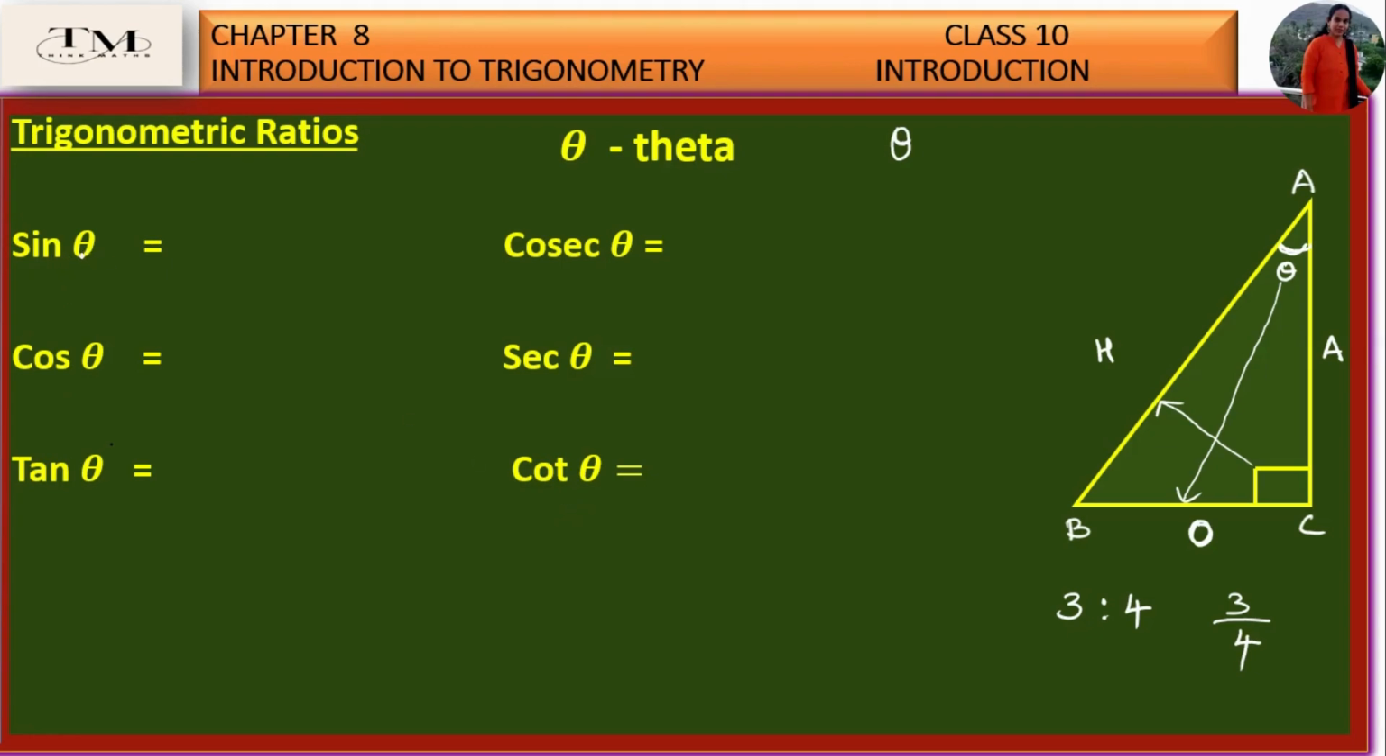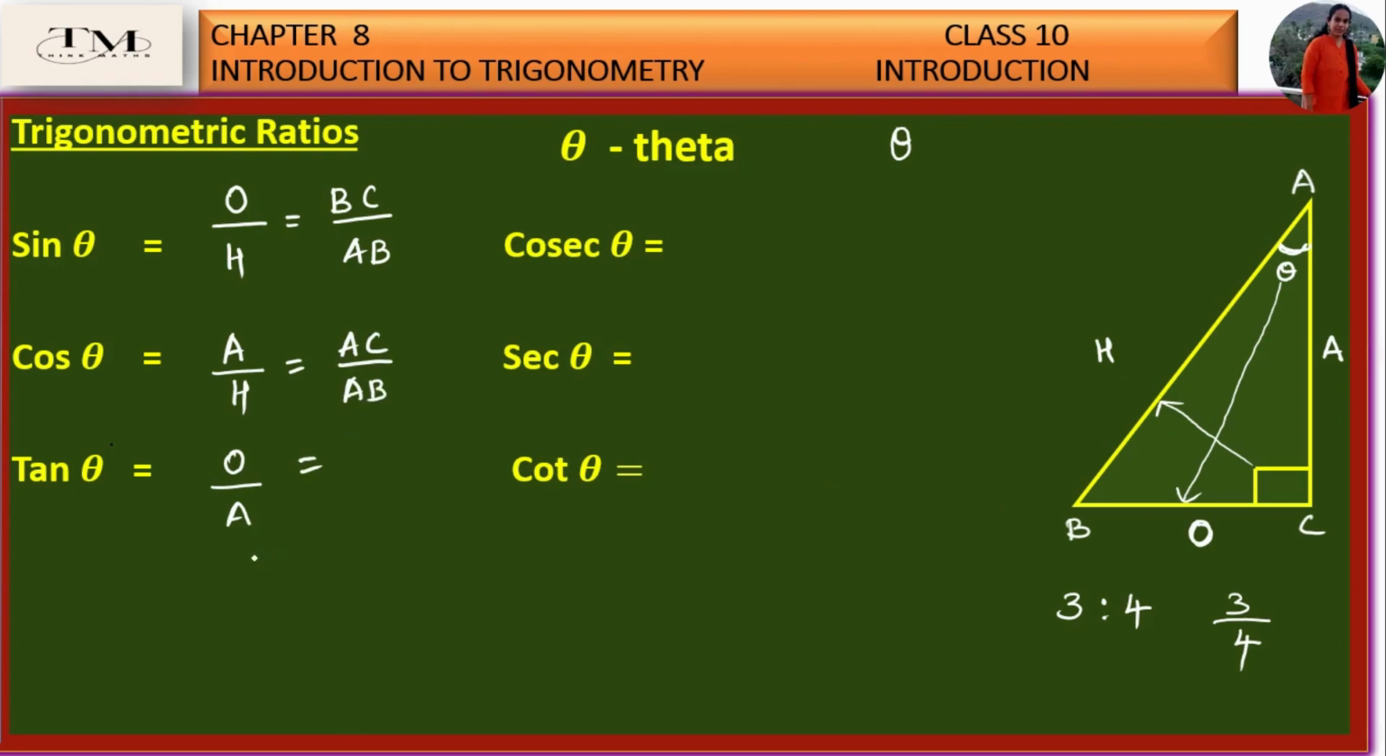The ratio for sine theta is opposite side by hypotenuse. And cos theta is adjacent side by hypotenuse. Tan theta is opposite side by adjacent. Now who is the opposite side for sine theta? The opposite side is BC. So BC by, what is the hypotenuse? The hypotenuse is AB. So BC by AB. Who is adjacent? AC. So AC by the hypotenuse AB.